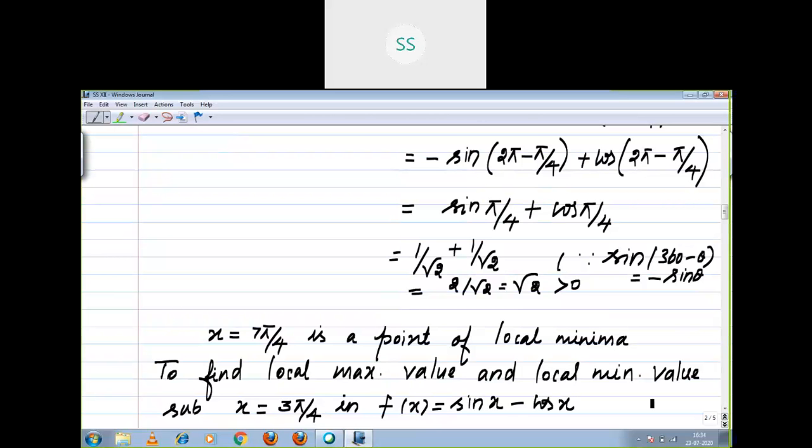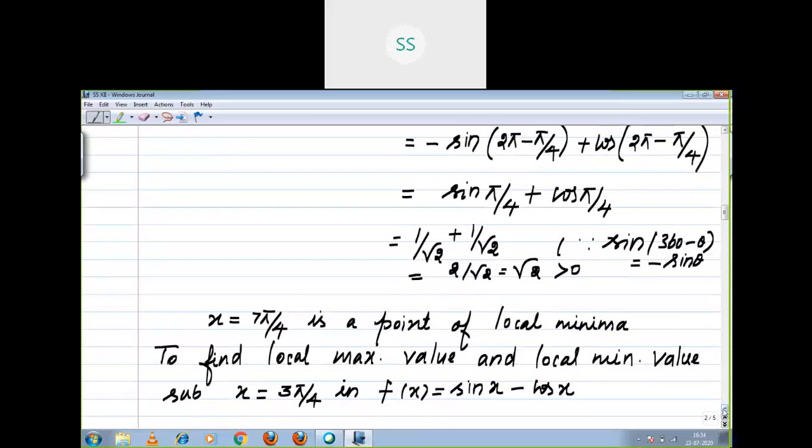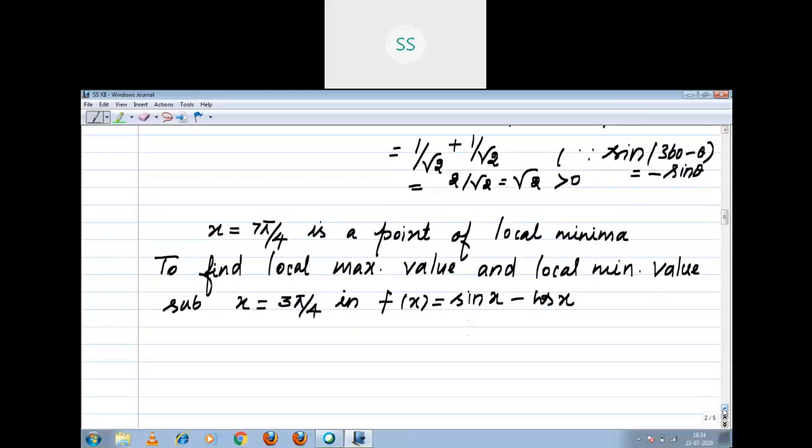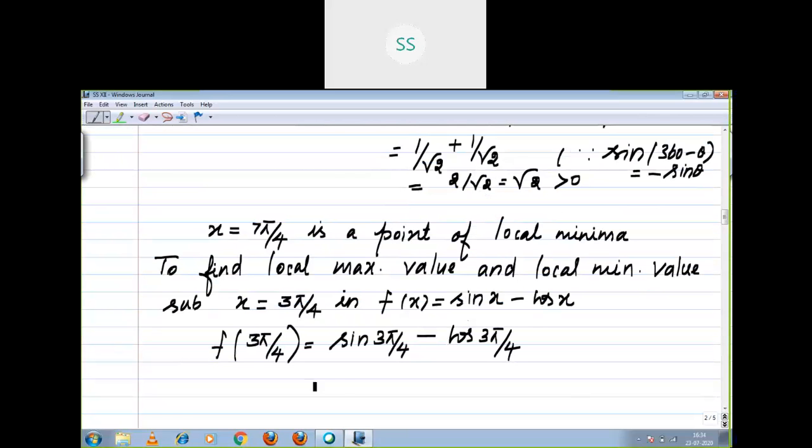Now I am going to apply 135 degree, that is 3 pi by 4. Now you see, x is equal to 3 pi by 4, f of 3 pi by 4 equal to sin 3 pi by 4 minus cos 3 pi by 4. I told you sin 135 degree is equal to sin 45 degree. Sin pi by 4, minus into minus, plus cos pi by 4.